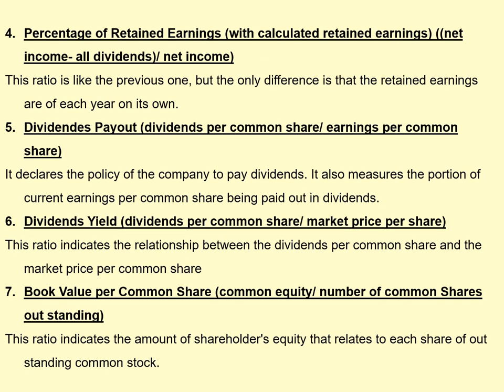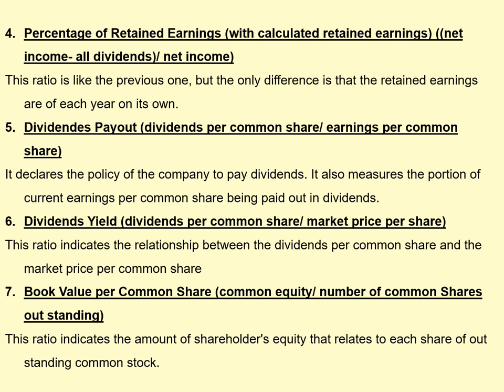And then we go to the percentage of retained earnings, which means we are going to use the retained earnings related to the fiscal year only. And this is going to be net income minus all dividends, divided by net income. Net income minus all dividends refers to the part that's going to be retained.